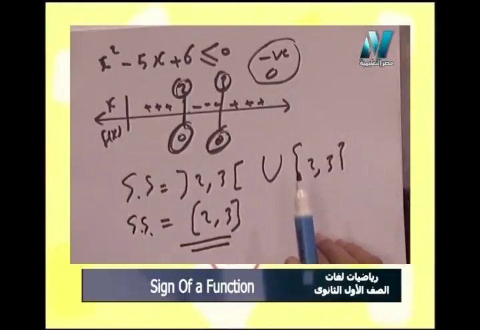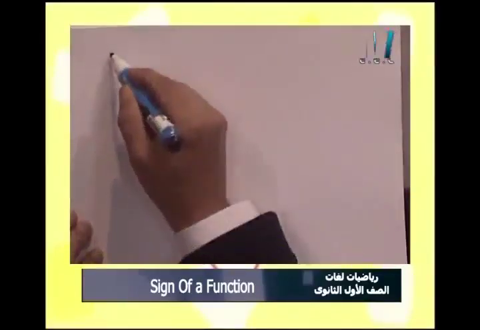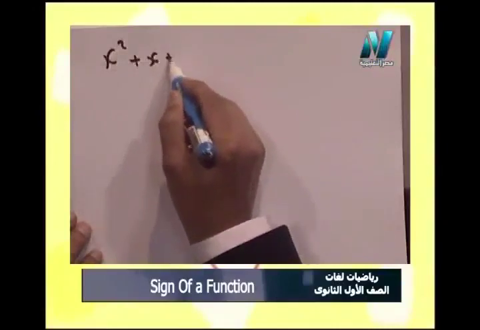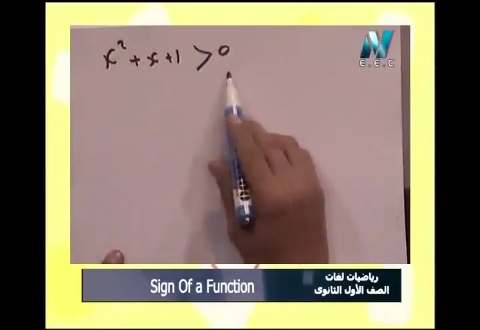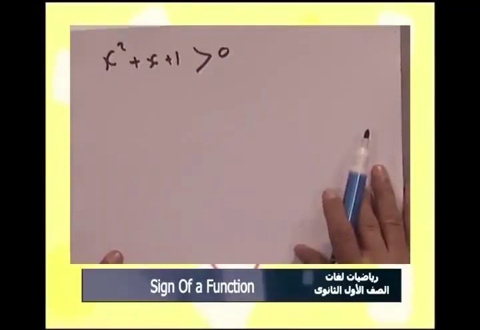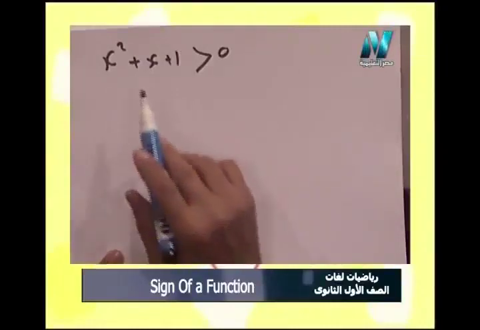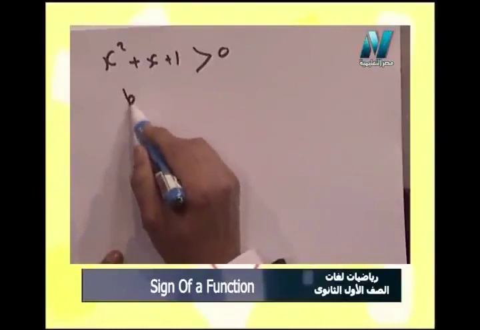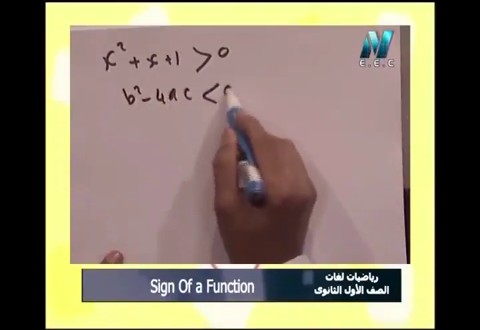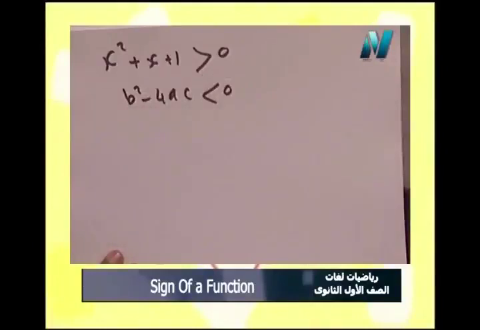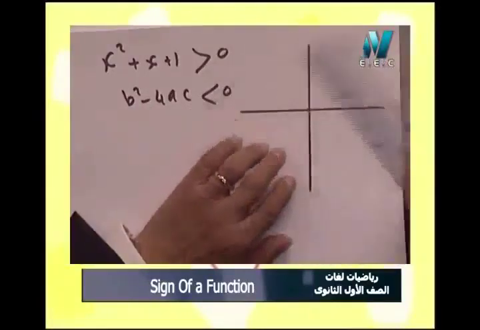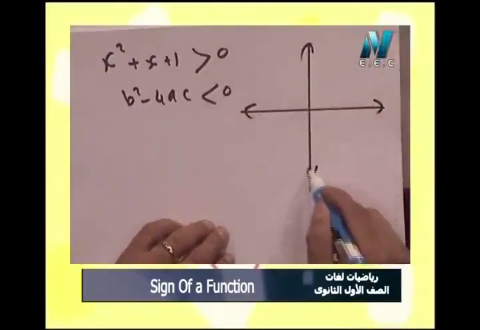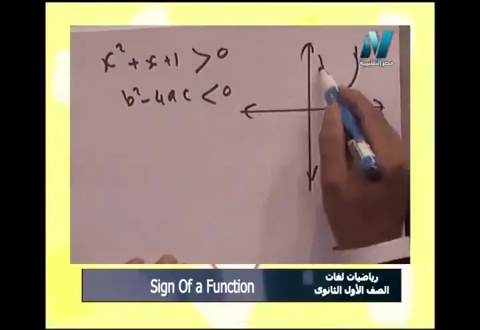We would like to find other solutions. If we have x power 2 plus x plus 1 and we would like it to be greater than 0, solve this inequality in R. We know that this has no real roots, because b power 2 minus 4ac is less than 0, and graphically this function will be above the x-axis like that. It is positive all the time.